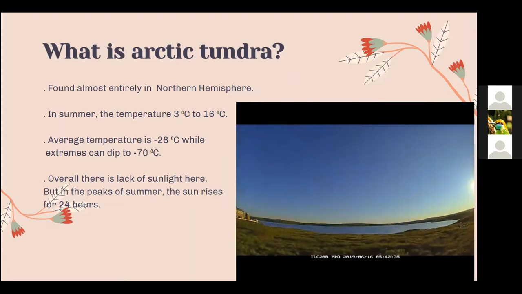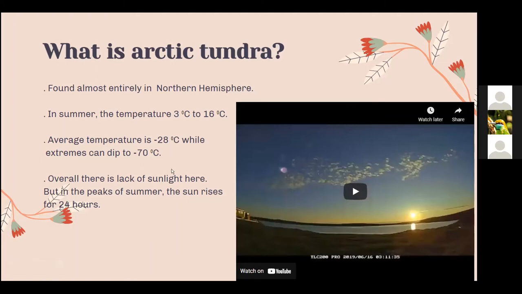See, the sun is there for 24 hours, but it is only in summer. So why is that happening? It is happening because we all know that planet Earth is 23 degrees tilted. It is not straight. It is a little bit tilted. So because it is tilted, this is the summer period.